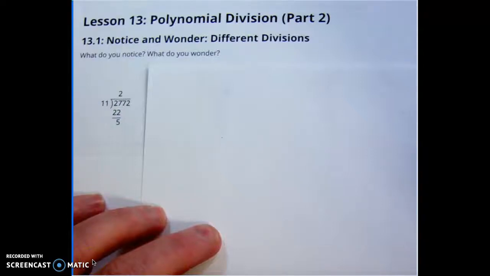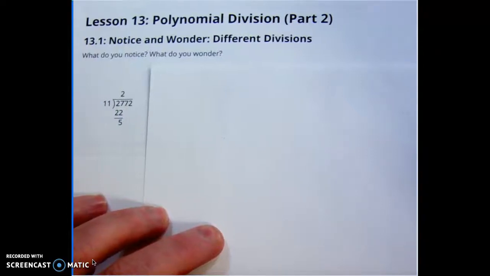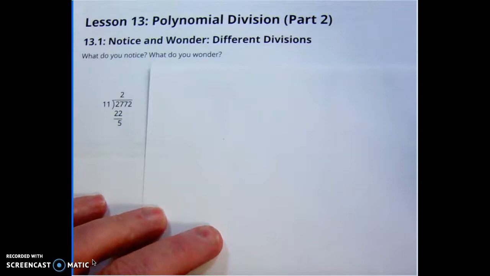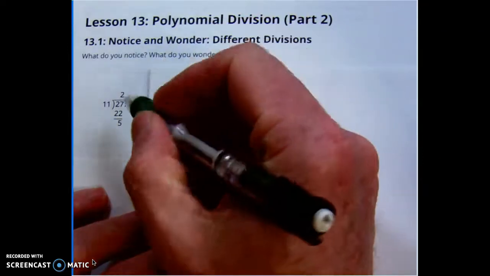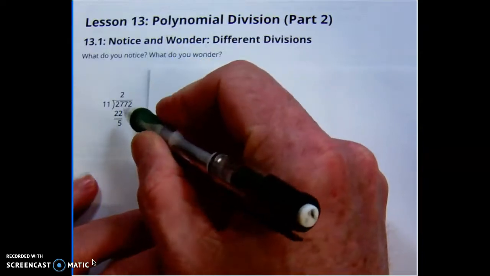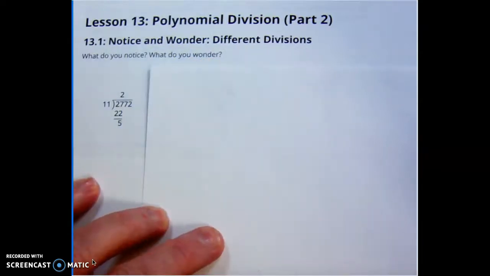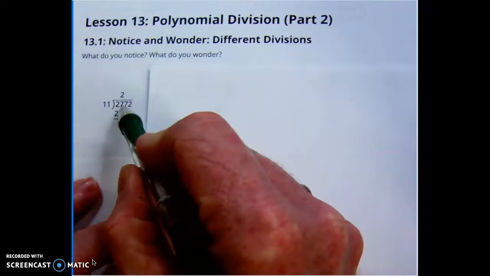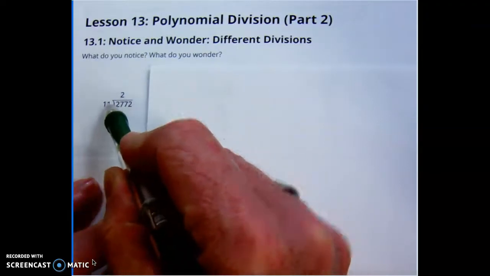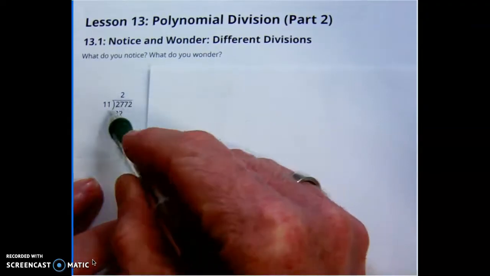Today we're going to work on Unit 2, Lesson 13, more polynomial division. Now I want to connect this to something we already know about. Way back in elementary school we learned about long division. So if we're going to divide 2,772 by 11, we set it up like this.